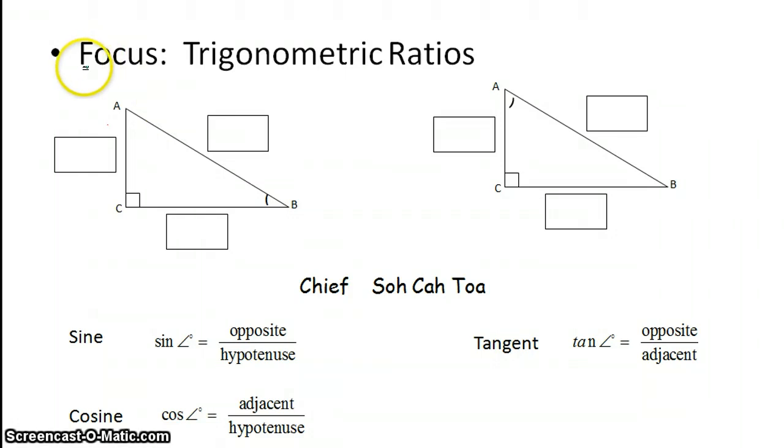Our video today is going to focus on what we call trigonometric ratios. I will refer to them as trig ratios from here on out. A trig ratio is simply a ratio of two sides of a right triangle. So again, we focus on our right triangles. We have three trig ratios. If you'll come down here and look, we have the sine ratio, the cosine ratio, and the tangent ratio.